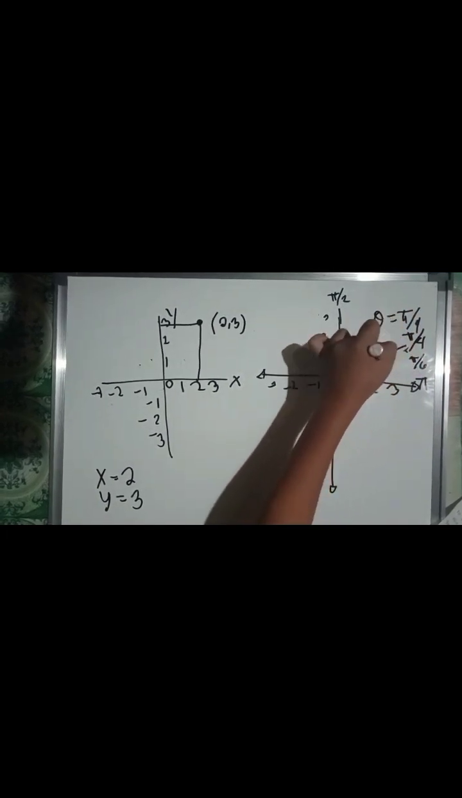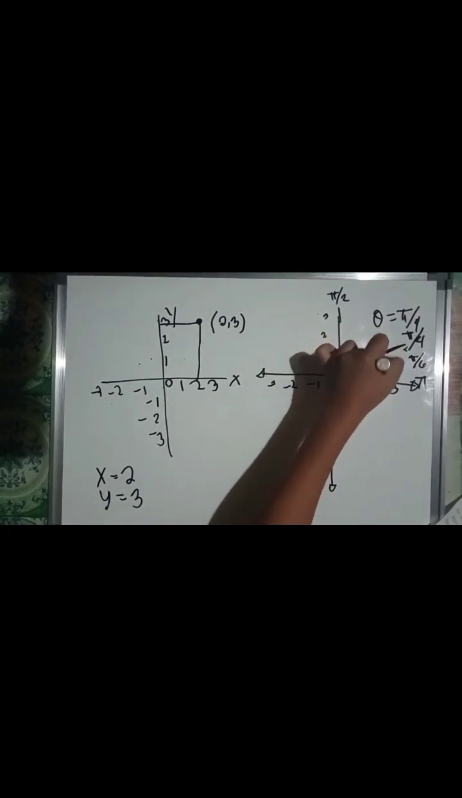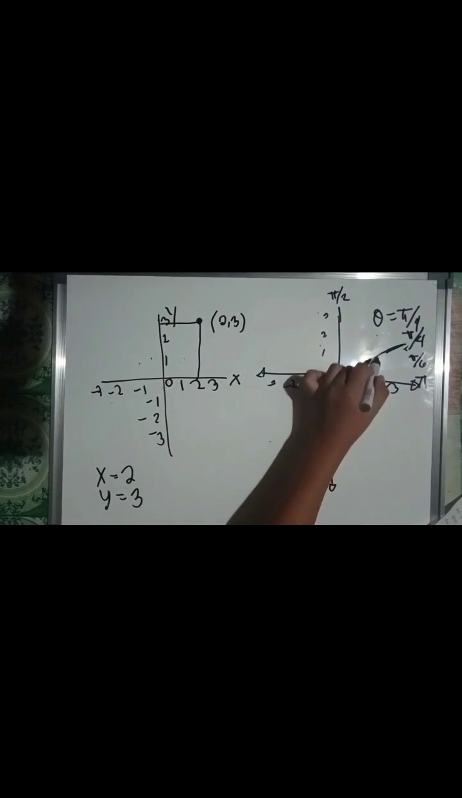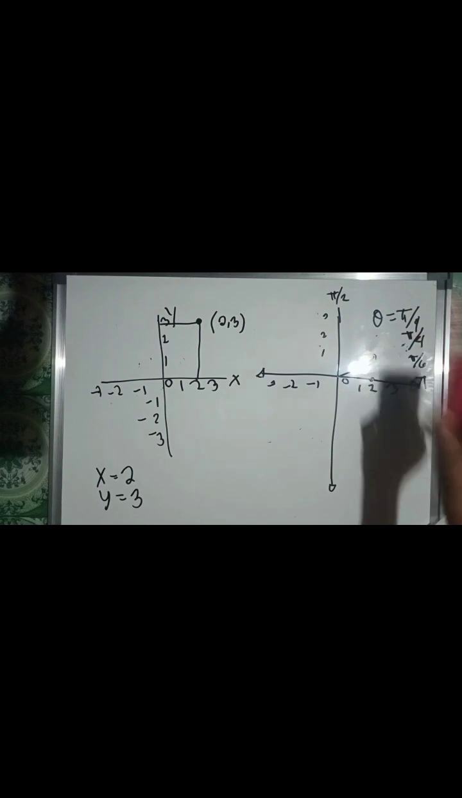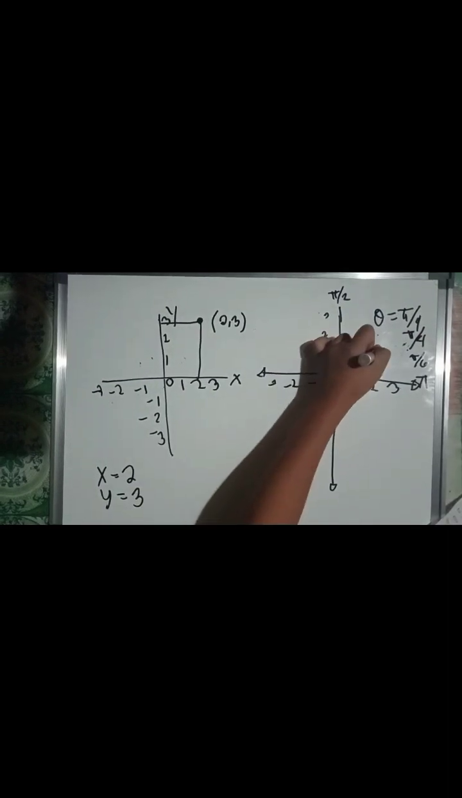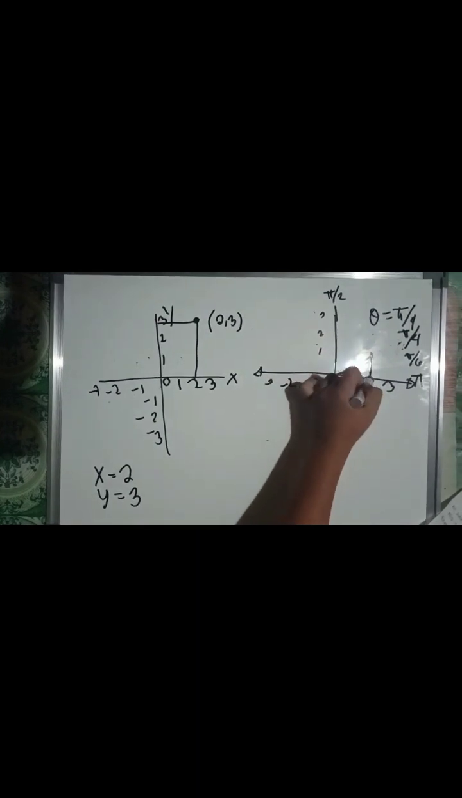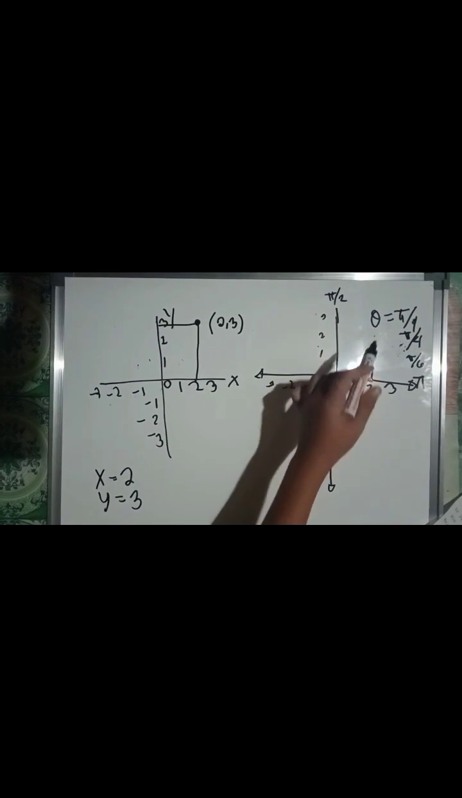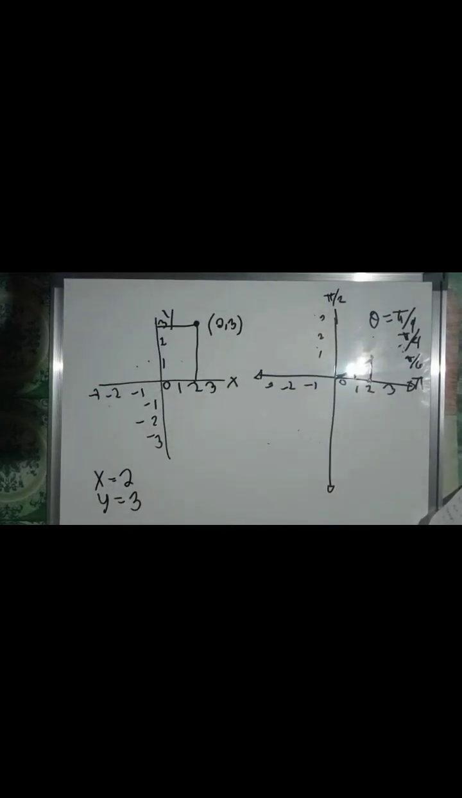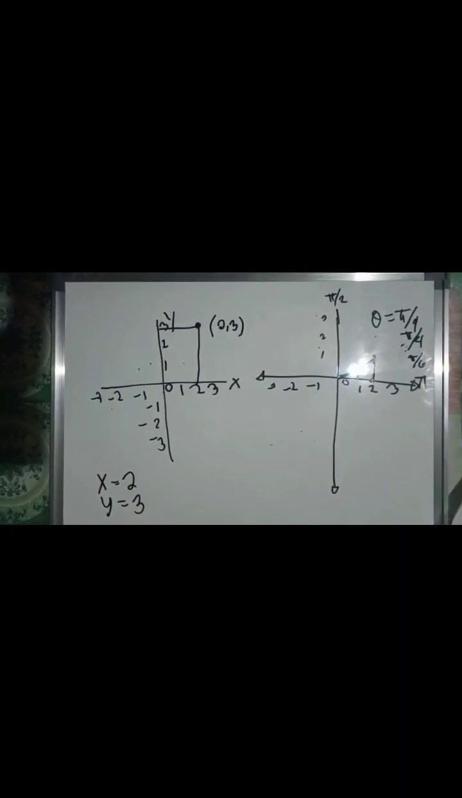Therefore, since our radius is 2, the plotting point should go like this. Our radius is 2, while our angle theta is pi over 4. And this is how we illustrate the difference between the polar coordinate and the rectangular coordinate system.